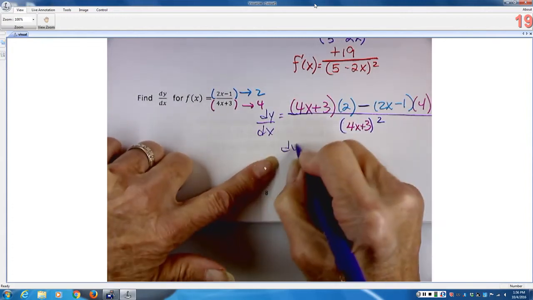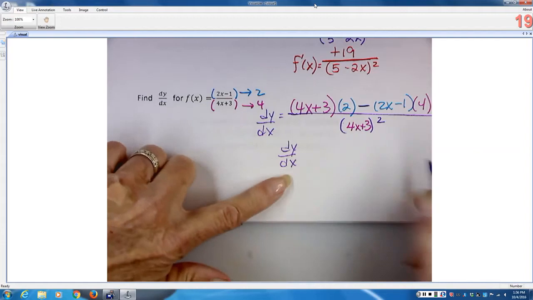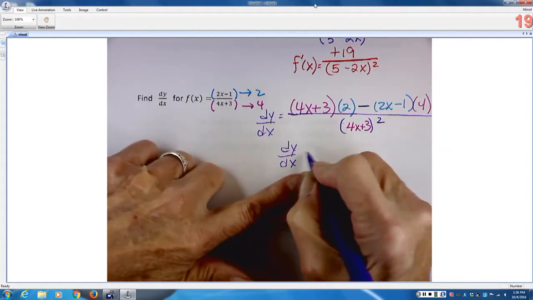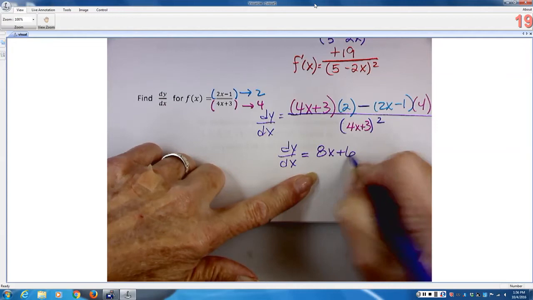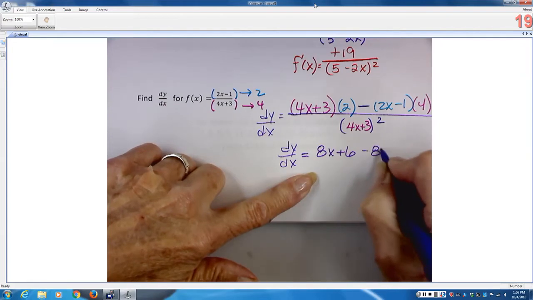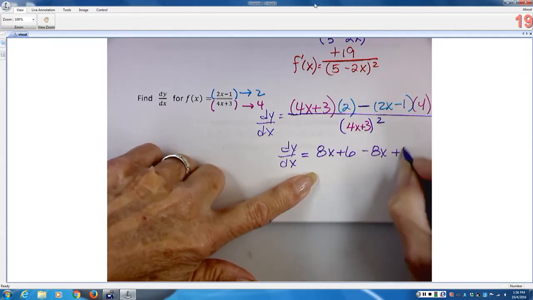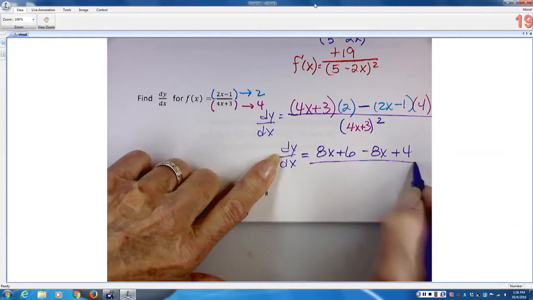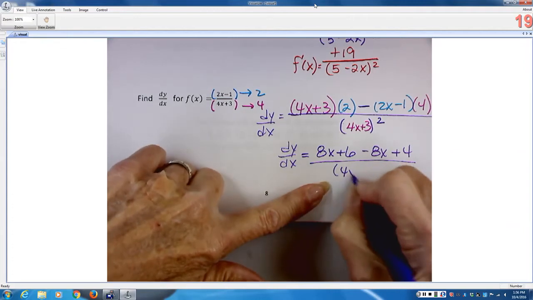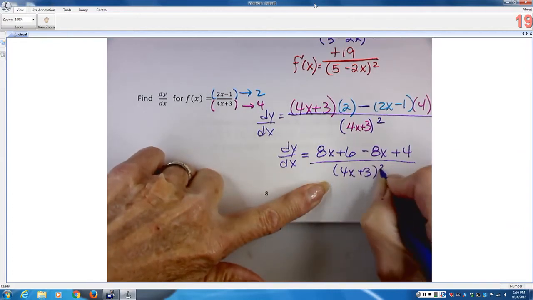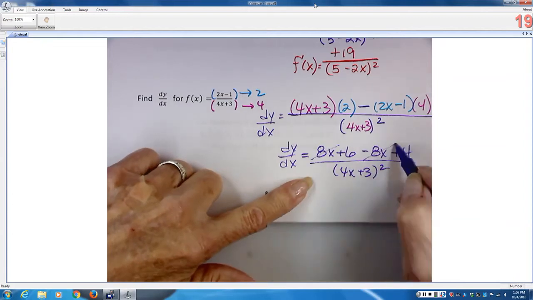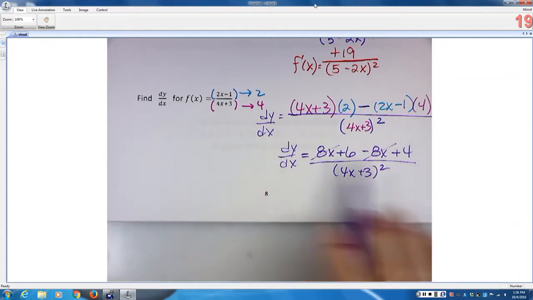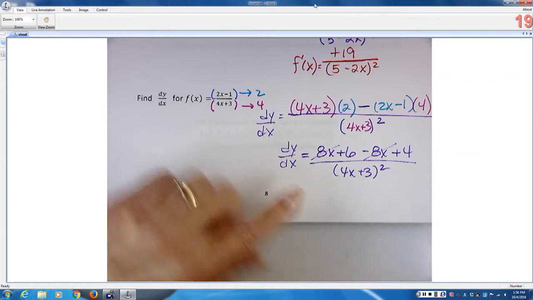So dy dx, or y prime, or f prime of x, is equal to 8x plus 6 minus 8x plus 4 over 4x plus 3 squared. And 8x, again, don't get used to this, it doesn't always happen, but 8x does cancel 8x, and 6 plus 4 is 10.